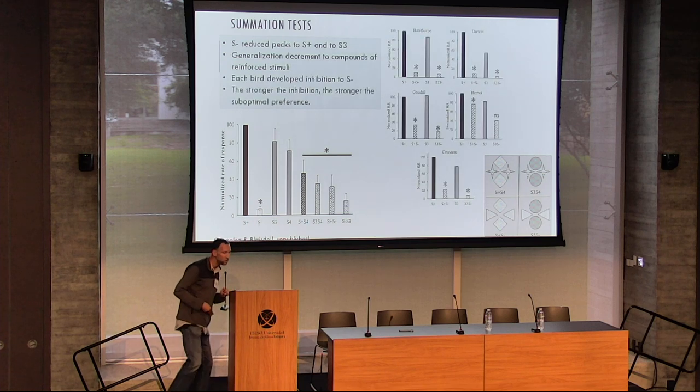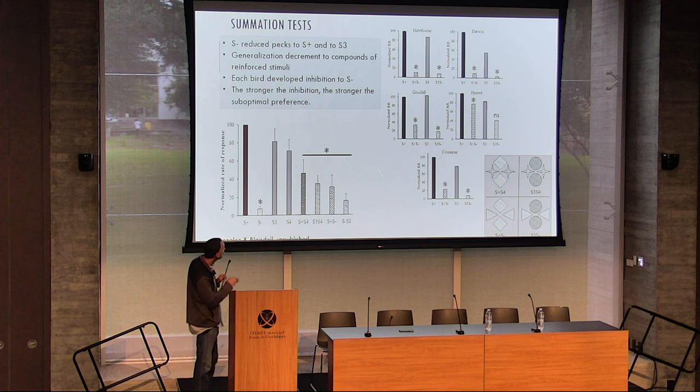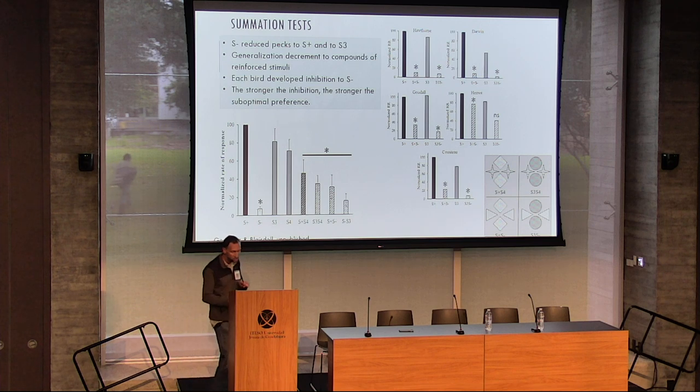But finally, if we look at each individual bird, we find that each one developed inhibition. One bird, Harriet, developed inhibition only on the S minus S3 trial. She did show inhibition on the S minus S plus trial, but even though there's a bigger difference here, it was not a significant difference. But overall, generally, they're showing strong conditioned inhibition on these compound trials.